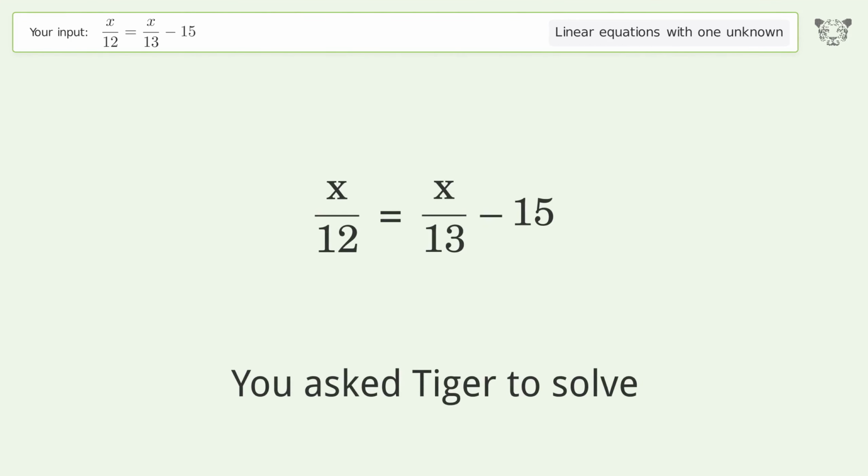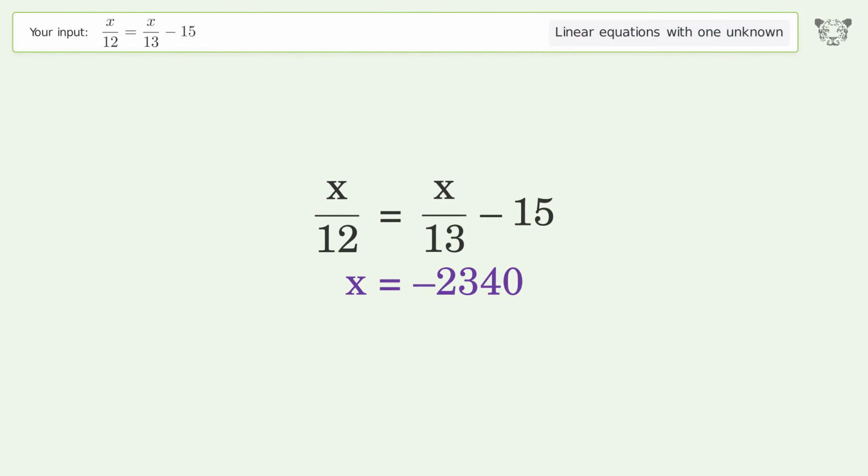You ask Tiger to solve. This deals with linear equations with one unknown. The final result is x equals negative 2340. Let's solve it step by step.